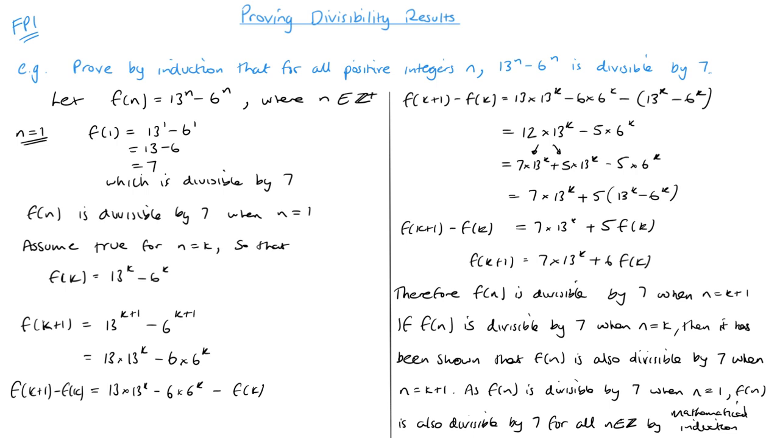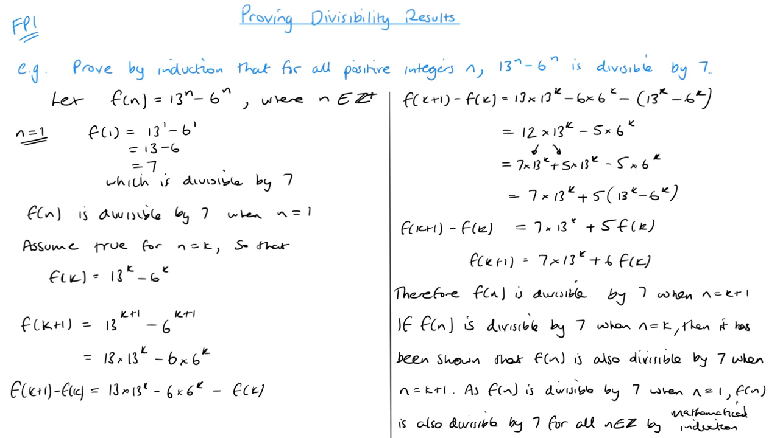Okay, so if f of n is divisible by 7 when n equals k, then it has been shown that f of n is also divisible by 7 when n equals k plus 1. As f of n is divisible by 7 when n equals 1, f of n is also divisible by 7 for all positive integers n by mathematical induction. Sorry, I just had to squeeze it in there at the bottom.